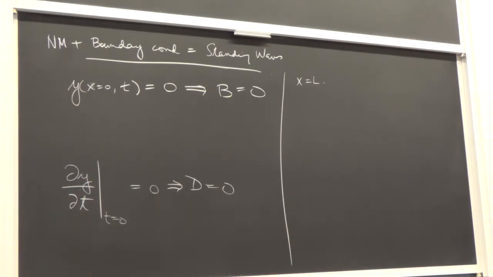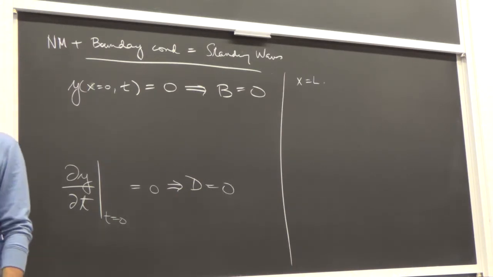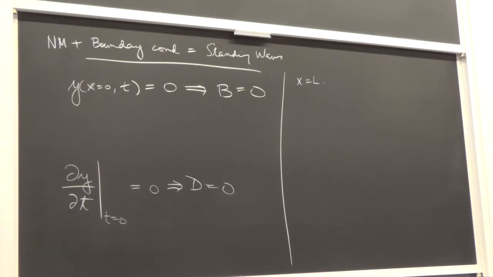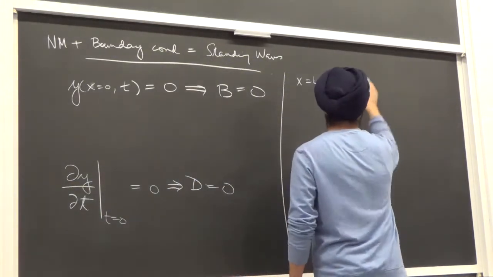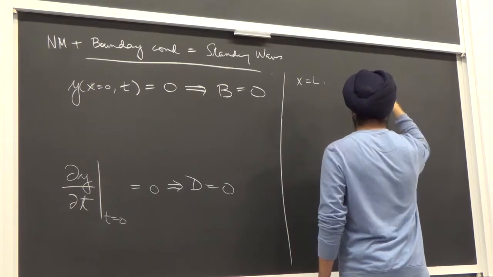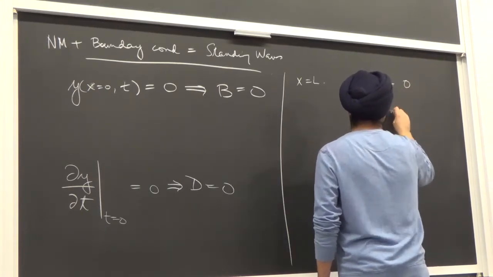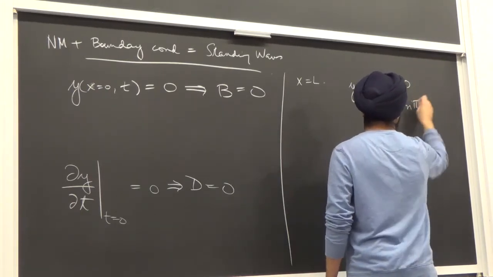The B's went away already. I have a sine kx times a time dependent part. If this vanishes at x equals L, I have a sine kL times the time dependent piece equals 0. Again, either A is 0 or the time piece is 0 or sine kL is 0. A can't be 0, everything goes away. Time piece can't be 0, everything goes away. What has to be 0 is sine kL. Hence, the k's are quantized, the k's are discretized. So in this case, if it's fixed at x equals L for all time, with this boundary condition, then the k's are n pi over L.